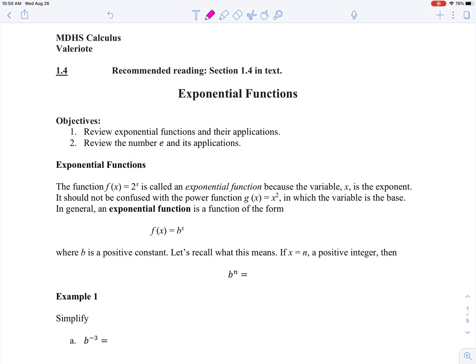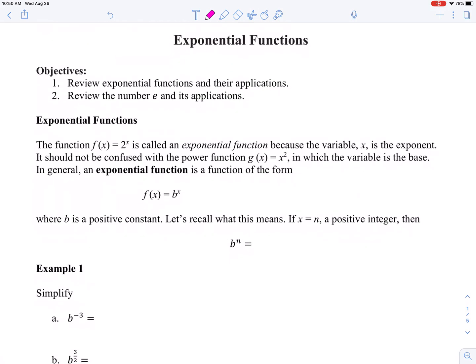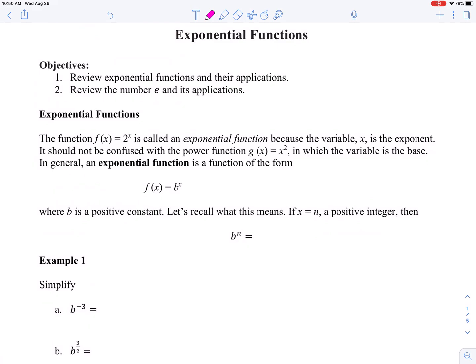Alright, so exponential functions, we talked a little bit about these in one of the previous sections. So the function f of x equals 2 to the x power is called an exponential function because the variable x is in the exponent. It should not be confused with the power functions. Power functions are when your variable is your base and you have a number in the exponent.